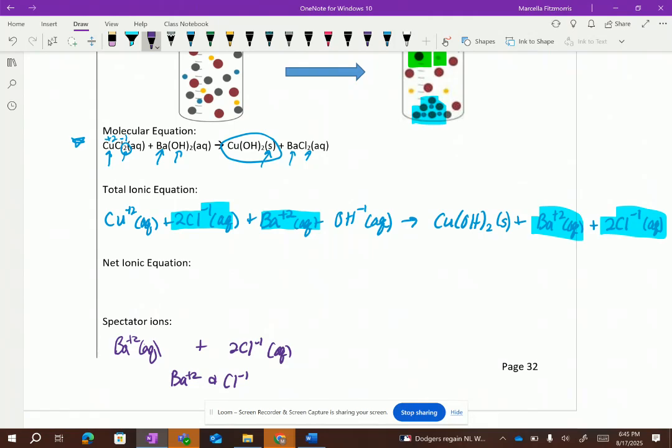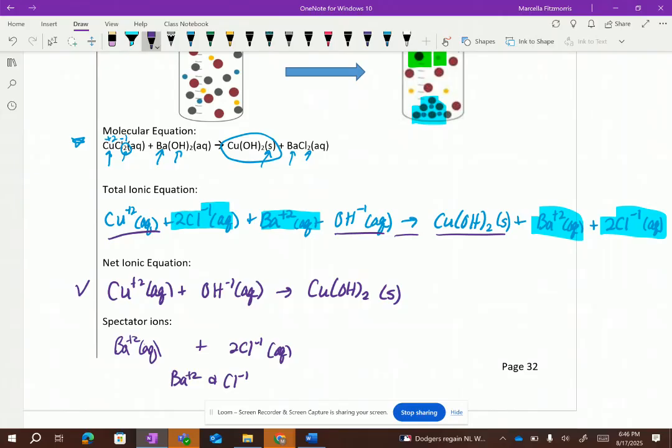Now, when I go to the net ionic equation, I'm going to write everything that's not a spectator. So what was not a spectator was Cu +2 aqueous. That ended up reacting with this OH -1 aqueous, and it formed Cu(OH)2 that was not aqueous, it was a solid. So a change happened. So these are what I wrote down as my net ionic equation. Now, if I want to know what was really happening in that cup that formed a reaction, it was really this. It was the Cu and the OH reacting together, nothing else.